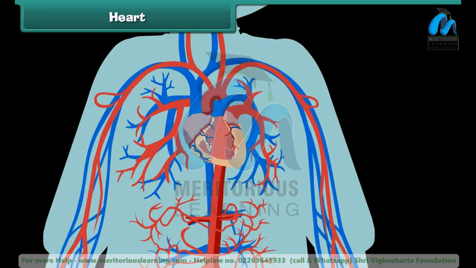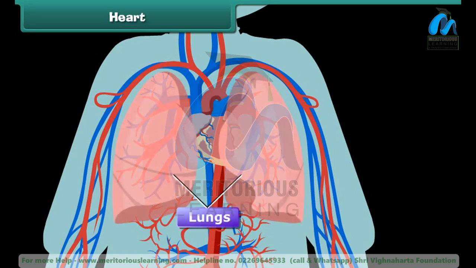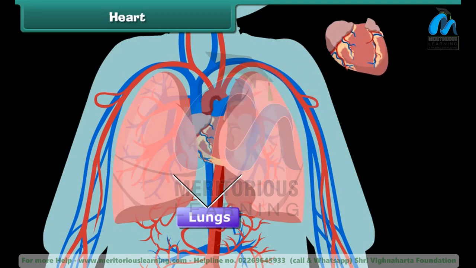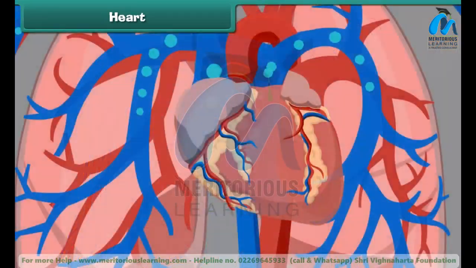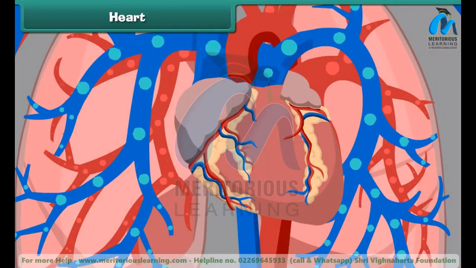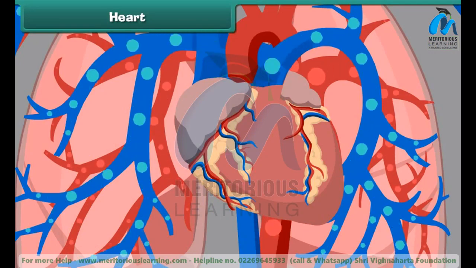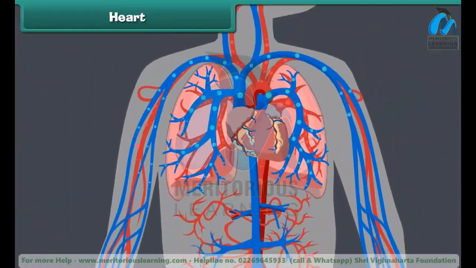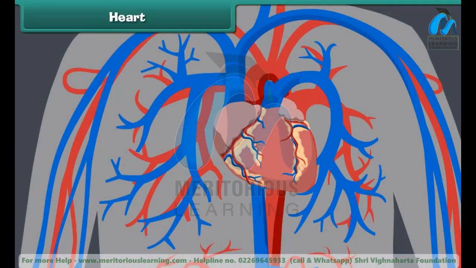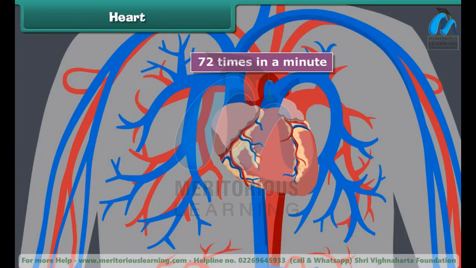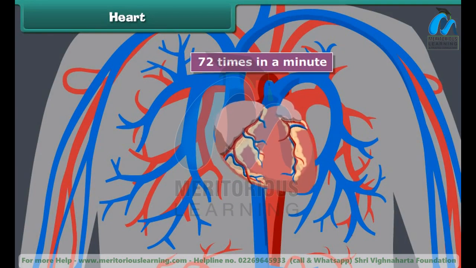Heart. Human heart is located in the chest cavity between the two lungs, a little to the left of the center of the human body. It is conical in shape. The heart of a human being is the size of his clenched fist. It is a bag of muscles responsible for pumping blood filled with oxygen and other nutrients throughout the body. The human heart beats 72 times in a minute. It works continuously without getting tired.